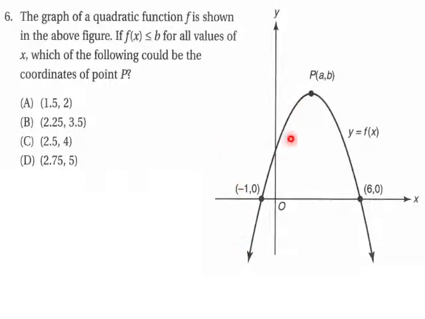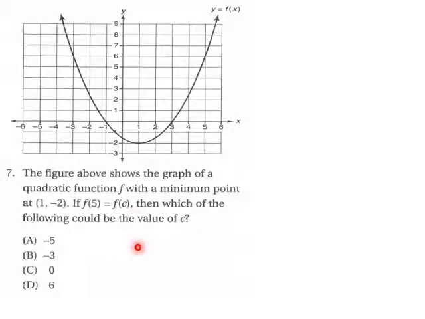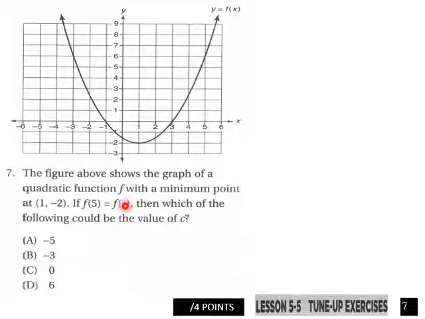Number 6, you have this parabola. Which of the following could be the coordinates of P? And then P would be up here. So AB, you need to find AB for that. 4 points for that.